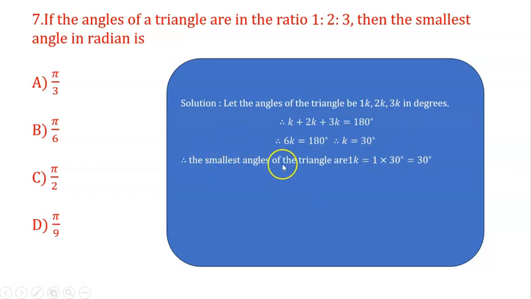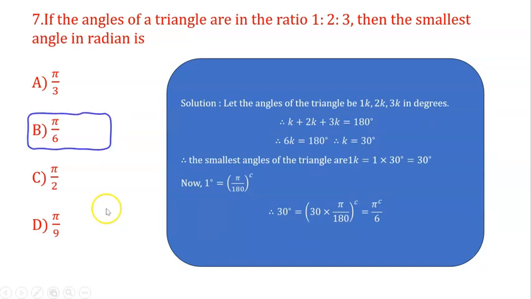The smallest angle of the triangle is 1k, that is 1 into 30, which is equal to 30 degrees. Okay, and we will convert it to radians. 1 degree is equal to pi upon 180 radian, and hence 30 degrees is equal to 30 into pi upon 180, and then you will get pi by 6 radian, and hence option B is correct here.